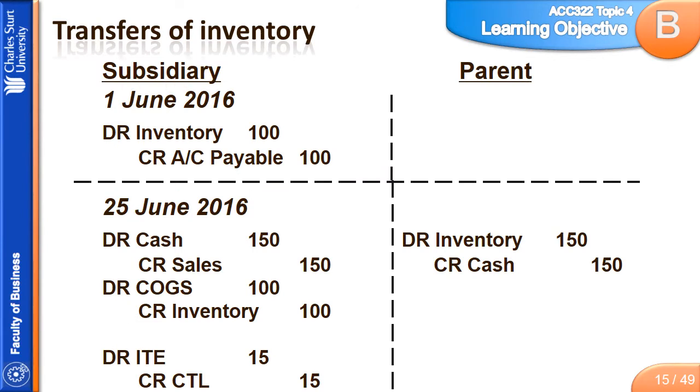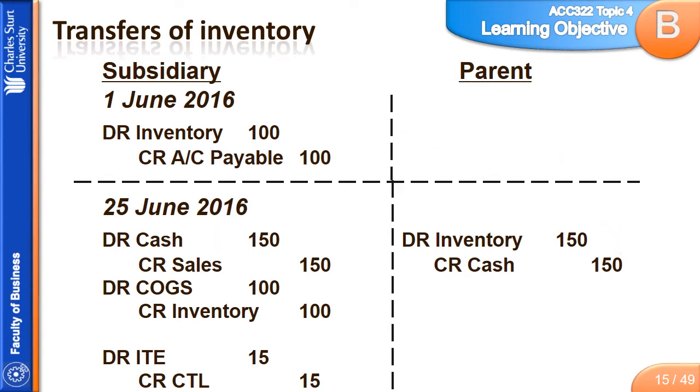Here we have the subsidiary and the parent's entries listed side by side in relation to this event. So first we've got the 1st of June where the inventory was purchased from an external party, so we've debited inventory $100 and credited accounts payable, or it could be cash, $100 there. Then on the 25th of June we've got the intragroup transaction, and that involved a debit to cash and a credit to sales to record that within the subsidiary, and then over here we've got a credit to cash to pay that amount over to the subsidiary.